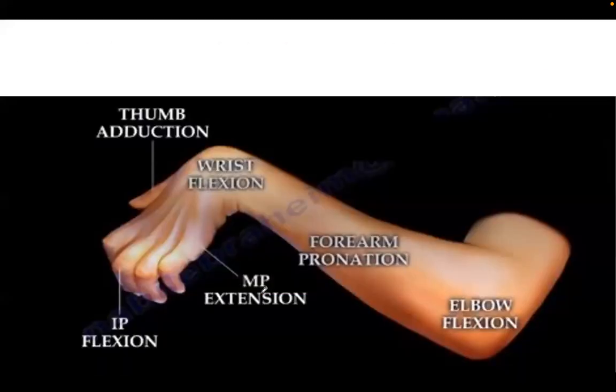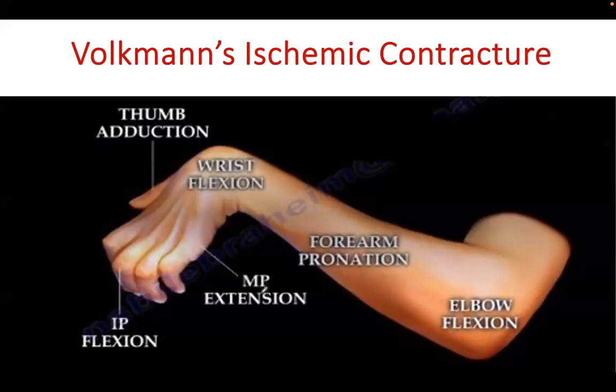Okay, now everyone should be familiar with the Volkmann's ischemic contracture. How does it look? How is it described? So there's going to be flexion of the elbow. The forearm is going to be pronated. The wrist is going to be flexed. The thumb is going to be adducted.